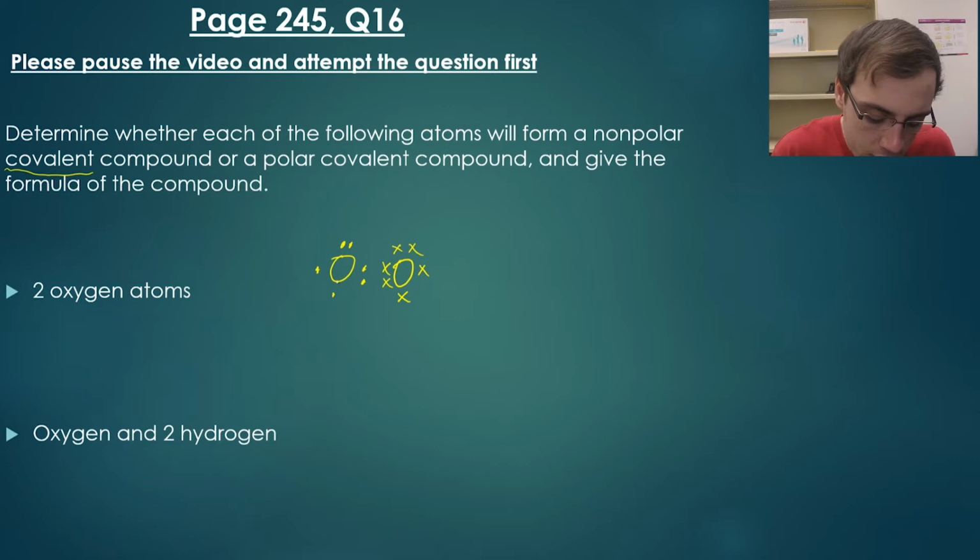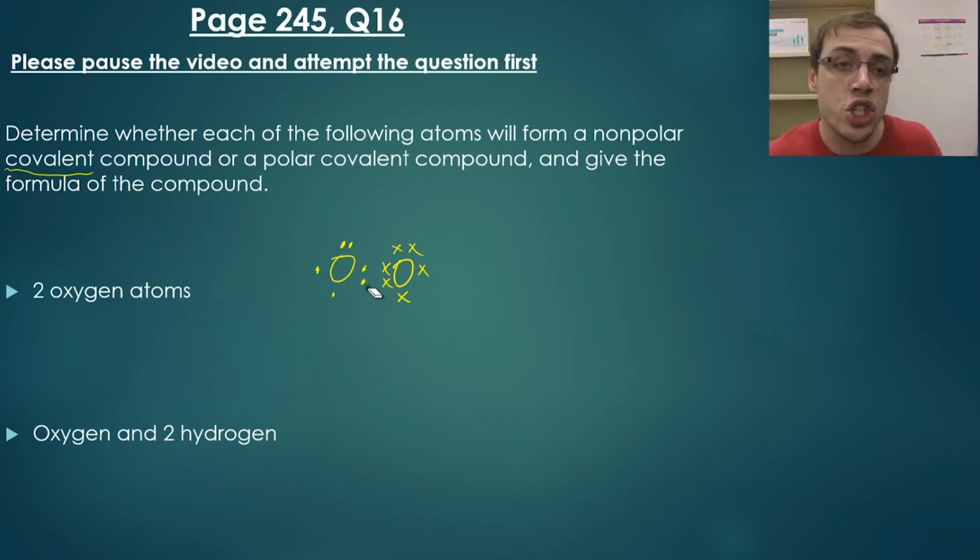So as we look here, we can go 1, 2, 3, 4, 5, 6. So these have 6 valence electrons. However, these 2 oxygen atoms will form a covalent bond twice, and the reason for that is that they need 8 electrons each. So they're going to share 2 electrons between them.